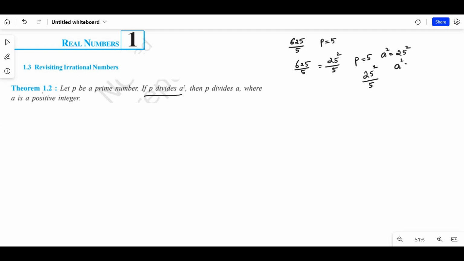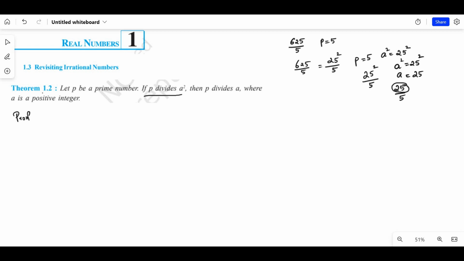So A square is equal to 25 square. Taking the square root on both sides, we get A is equal to 25. So 25 is also divisible by 5 and it is true, right? We can divide 25 by 5, where A is a positive integer. Yes, we have taken A as a positive integer. So I have just explained this theorem with the help of an example.